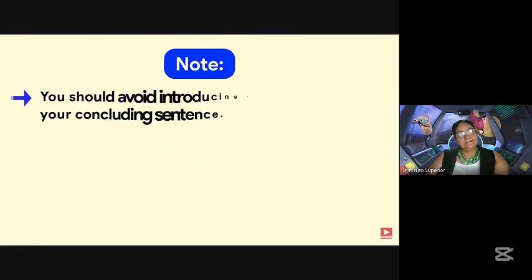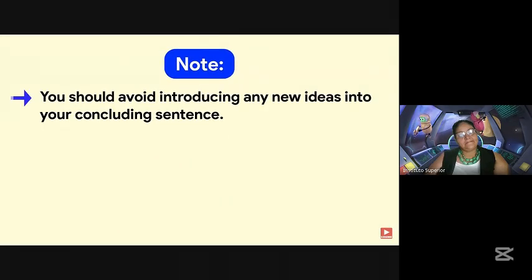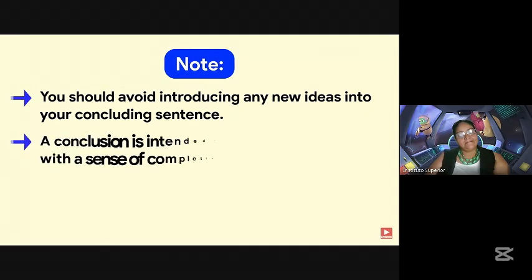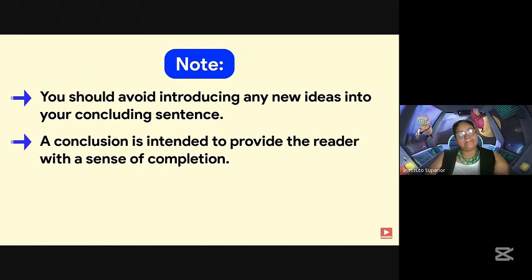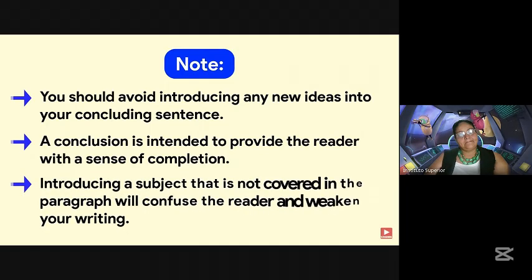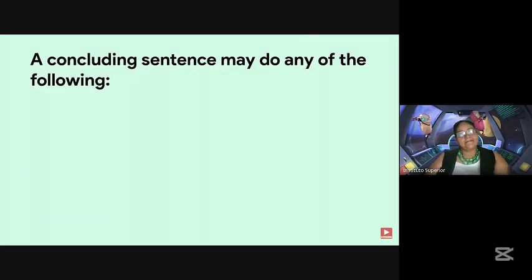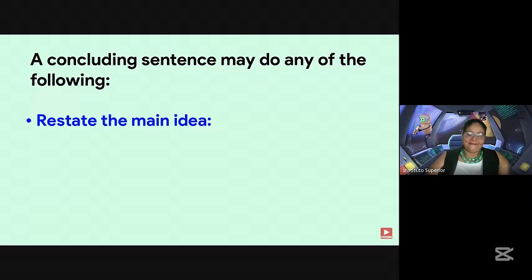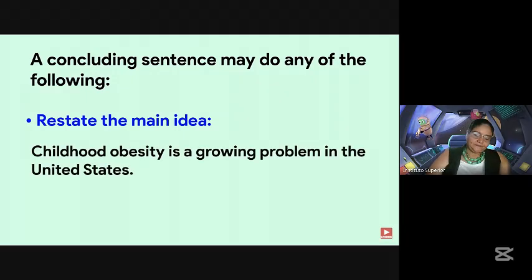You should avoid introducing any new ideas into your concluding sentence. A conclusion is intended to provide the reader with a sense of completion. Introducing a subject that is not covered in the paragraph will confuse the reader and weaken your writing. A concluding sentence may do any of the following. Restate the main idea. For example, childhood obesity is a growing problem in the United States.